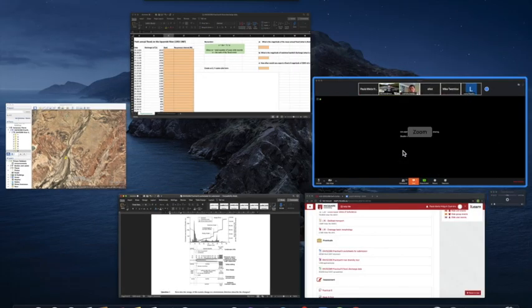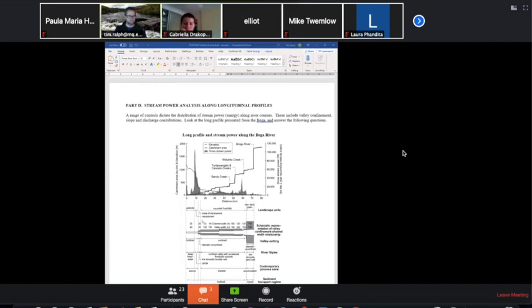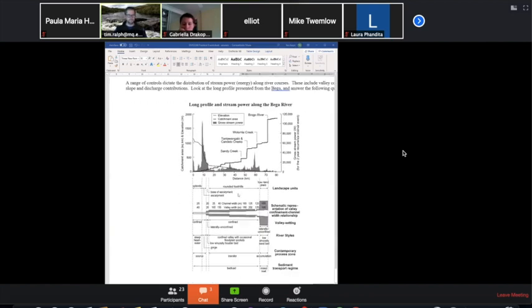Okay, so I'm on this long profile. Can you see that figure? Can you see my mouse, where my mouse is moving around? Yeah, that's what I mean. It just sort of follows you.